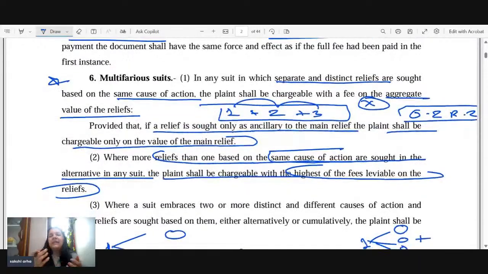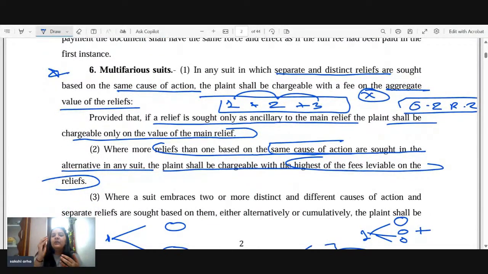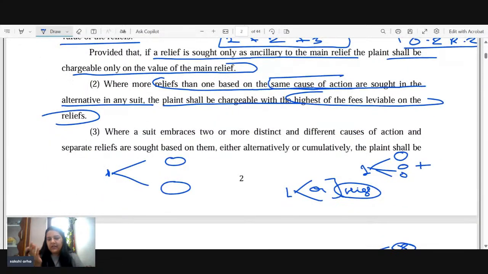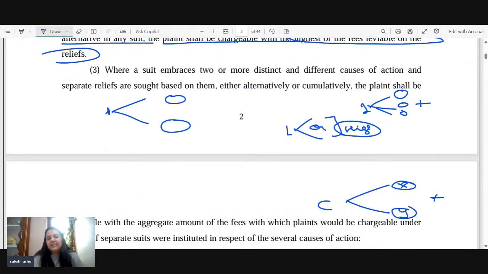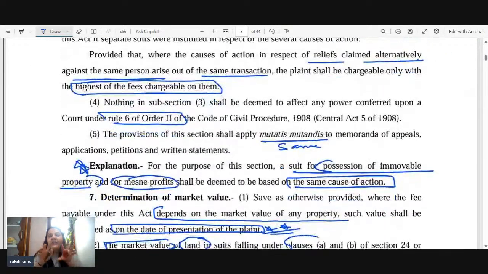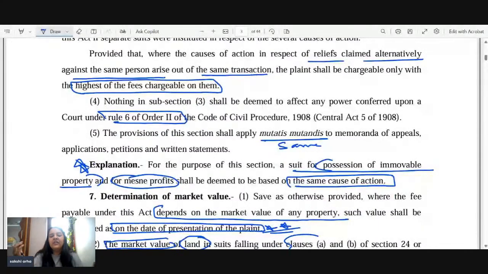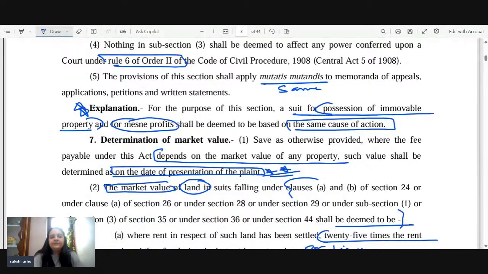Multifarious suits, जब एक ही सूट में different reliefs आप claim कर रहे हो, तो अगर वो रिलीफ एक ही कॉज ऑफ एक्शन से है तो आप उसका एग्रीगेट निकाल दो. ओके, अगर वो रिलीफ डिफरेंट कॉज ऑफ एक्शन से है तो उसमें जो हाईएस्ट होगा दैट विल बी अलाउड. अगर वो रिलीफ अल्टरनेटिव मांग रहे हो आप, ओके, इन दैट केस अगेन द हाईएस्ट विल बी मेड. ओके, एंड बट इफ देयर आर वेरियस रिलीफ फ्रॉम वेरियस कॉज ऑफ एक्शन तो उन सबका एग्रीगेट हो जाएगा.